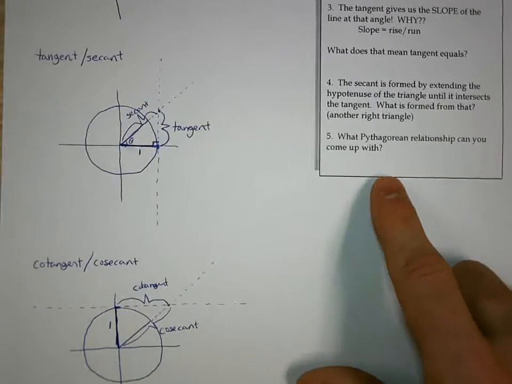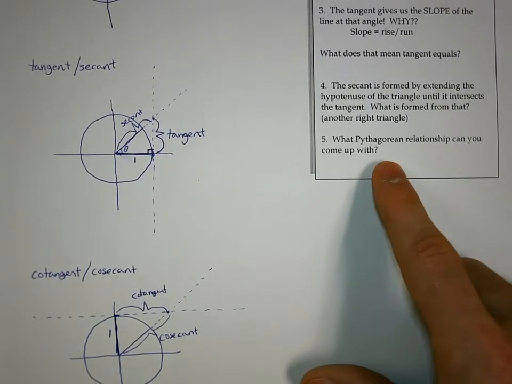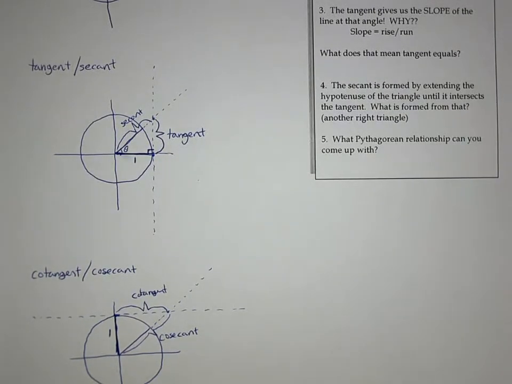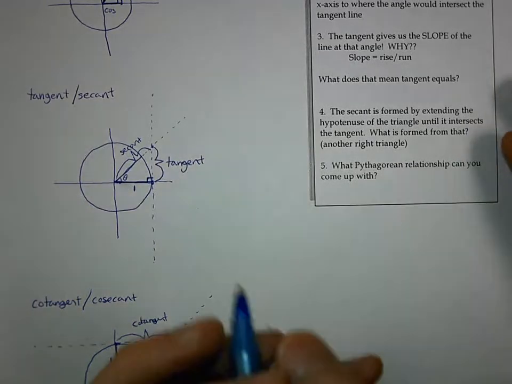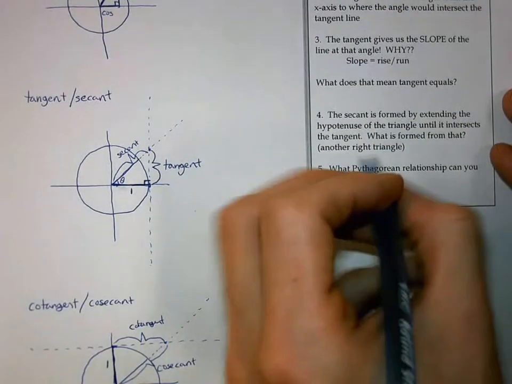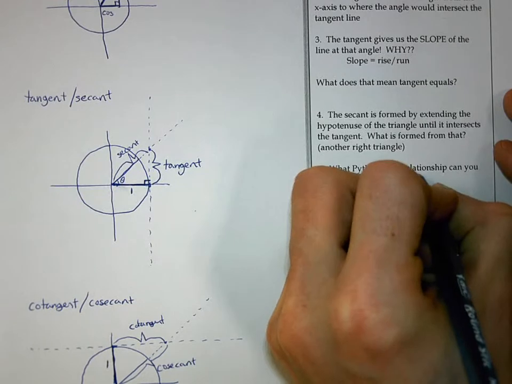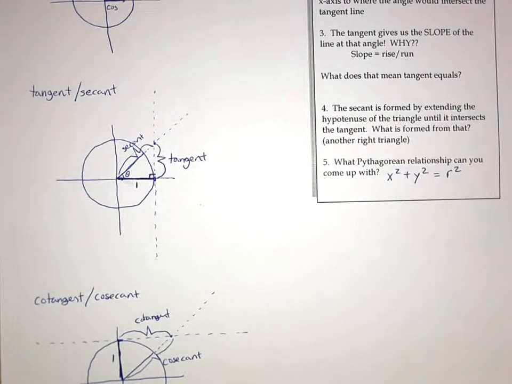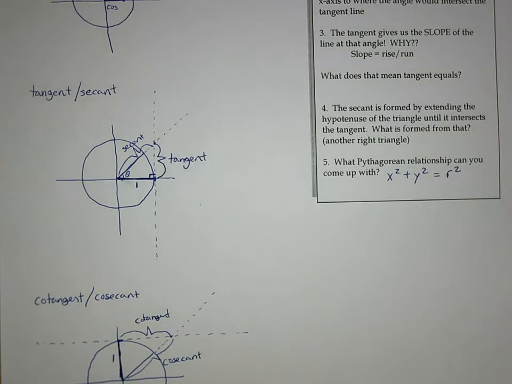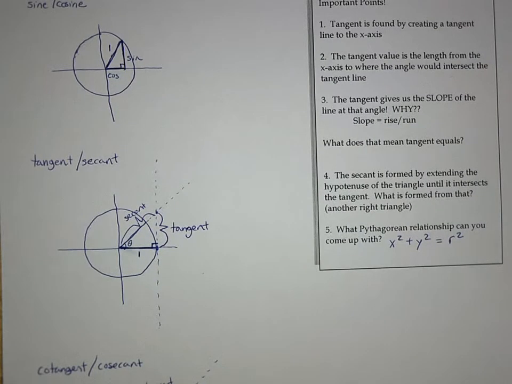Now, question number 5 I asked off to the side: what Pythagorean relationship can you come up with? And we can come up with a Pythagorean relationship for every single one of these triangles. We know from geometry the Pythagorean theorem is x squared plus y squared is equal to the radius squared. So let's look at that from each one of these diagrams. The first one here is sine and cosine. And we know x values are cosine, y values are sine.